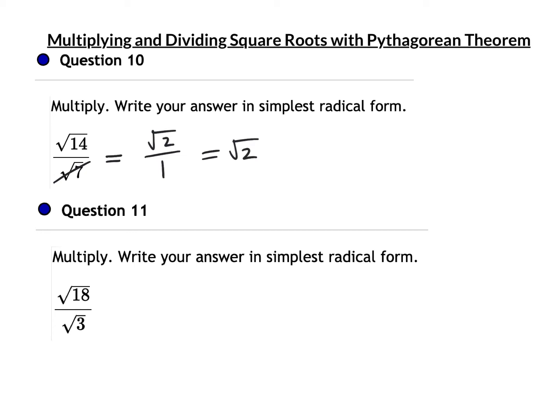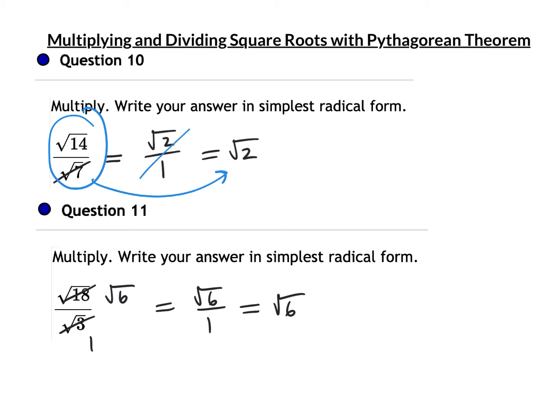Below, in question 11, I can divide both by root 3. Anything divided by itself is 1. The square root of 18 divided by the square root of 3 is the square root of 6. So this is root 6 over 1, which is root 6. And of course, you can just go root 14 divided by root 7 is root 2. You don't need to do that. Root 18 divided by root 3 is root 6.